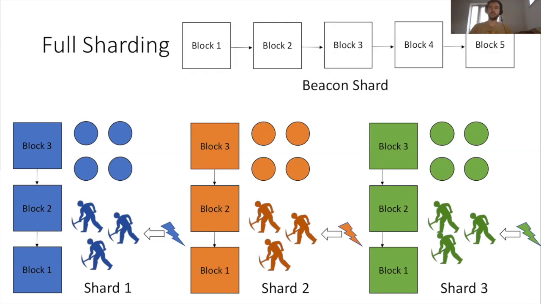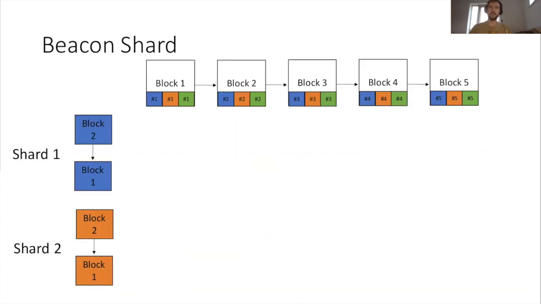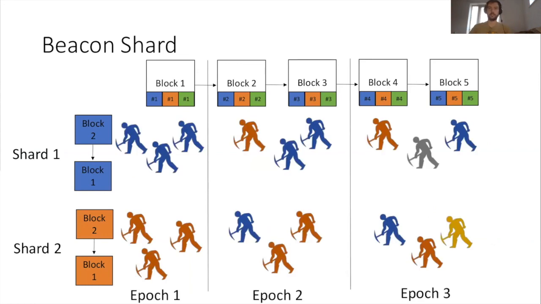Often this kind of sharded system also has what we call a beacon shard or reference shard. This is just a main shard that is used for coordination between shards. The beacon shard will usually store block headers of all the blocks being produced by every single shard, and also will be used to assign miners to the shards.